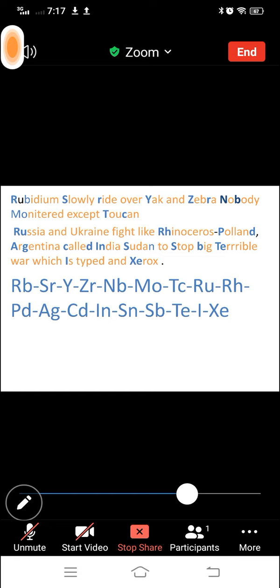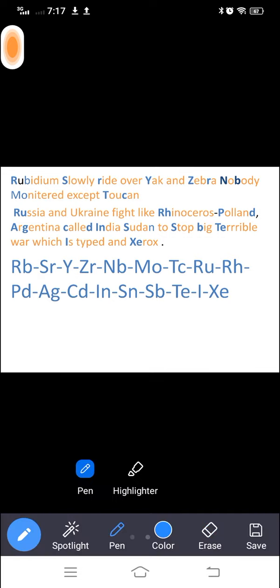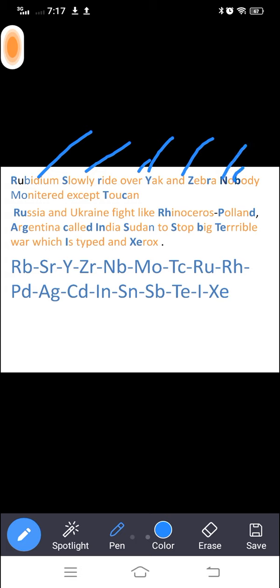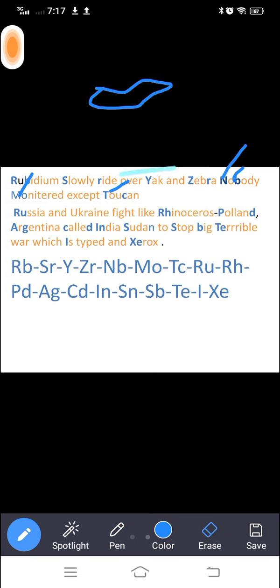This is the fifth period. The fifth period starts with rubidium. Rubidium slowly rides over yak and zebra. So they're trying to go to some other country. Nobody monitored Mo except Tc. There is a token, a bird which is flying in the sky. It identified the rubidium who is slowly riding over the yak and zebra.